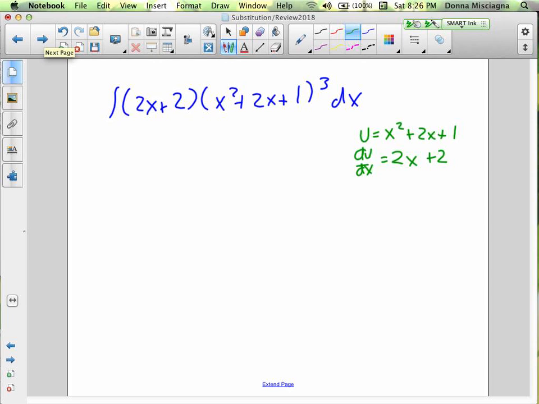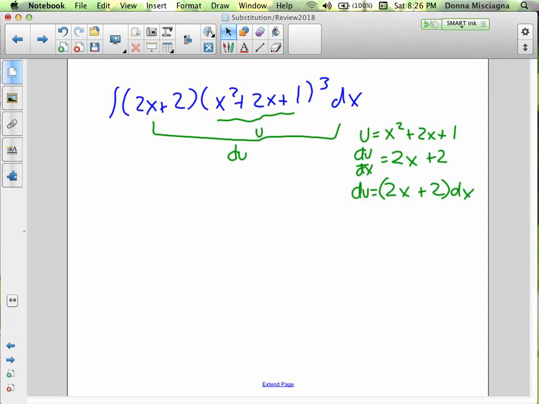Let's just move the dx over. So du is 2x plus 2 dx. So this is replaced with the u, this is replaced with the du, and then we just integrate. So this is a nice, easy one for you. So this is u cubed du. So this is in terms of x. So f of x equals, actually, excuse me, let's do the integrating first, then we've got to do the substituting. Don't write f of x yet.